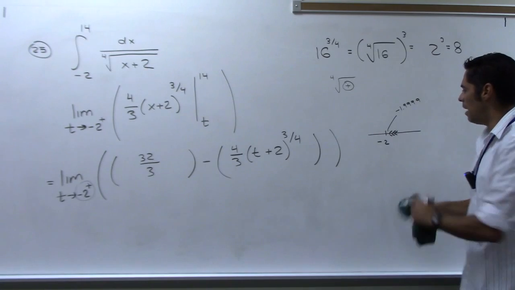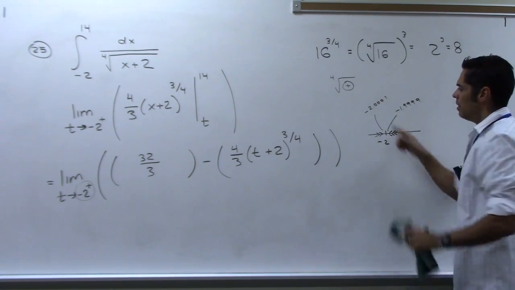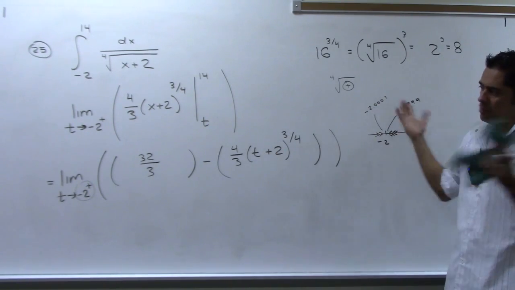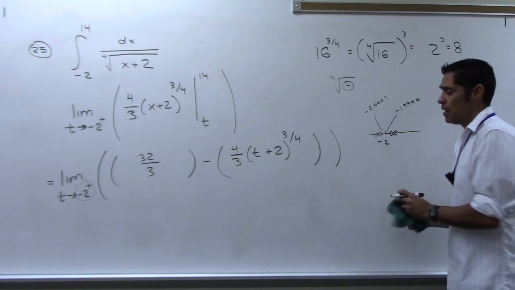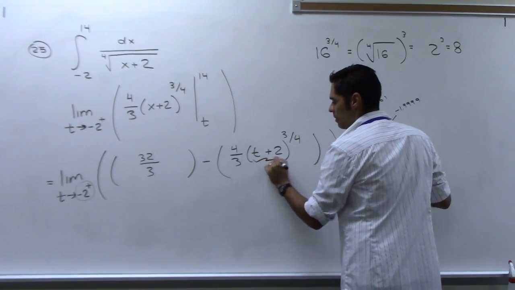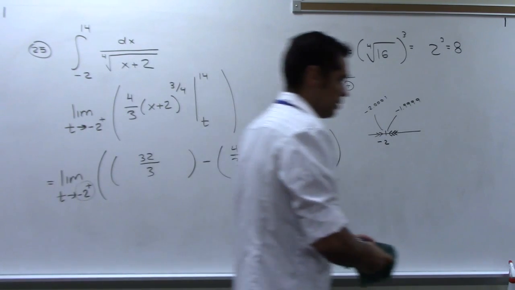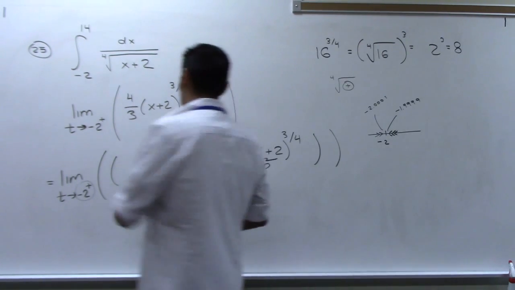If I was coming in the other way, then this would be like -2.0001, let's say. Then when I plug that in here, I'm going to get a little negative number in here, and I cannot take the 4th root of a negative number, so I wouldn't be able to do this. So that's why the one-sided limit is important. But because I don't have to worry about it, this is going to be 0, kills everything off. So the only thing left is 32 over 3. Oh, the answer is 32 over 3.